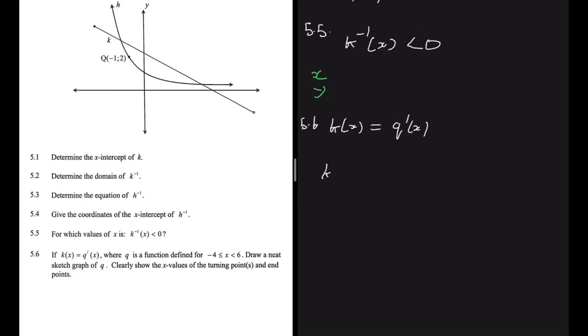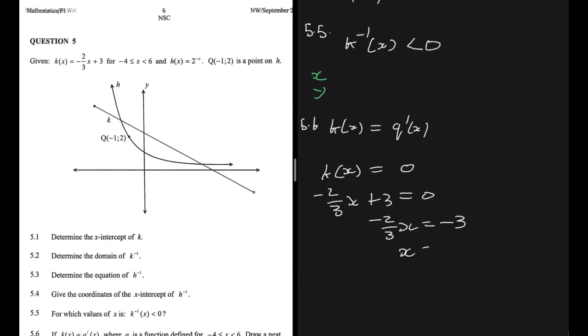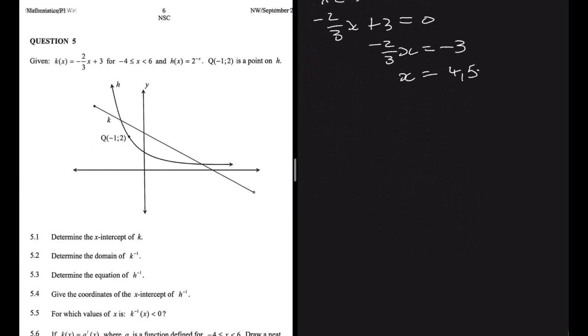We can say that k of x is equal to 0, right? Because k of x is the gradient of q of x. So if we equate k of x to 0, then we're going to find the x value of the turning point, because that's where the gradient is equal to 0. Right. So we're going to say that minus 2 divided by 3x plus 3 is equal to 0. So minus 2 divided by 3x is equal to minus 3. So x is equal to 9 divided by 2, or 4.5. Right. So now we have all we need to sketch the graph.